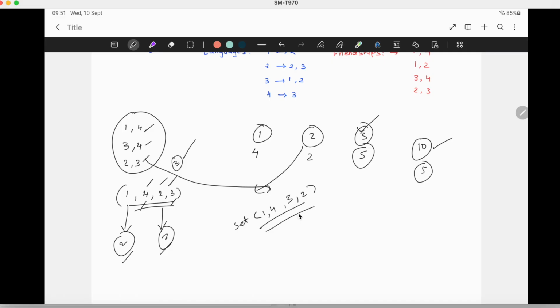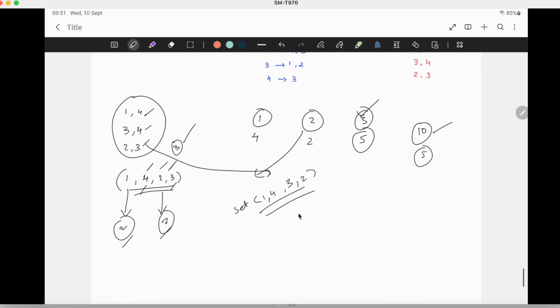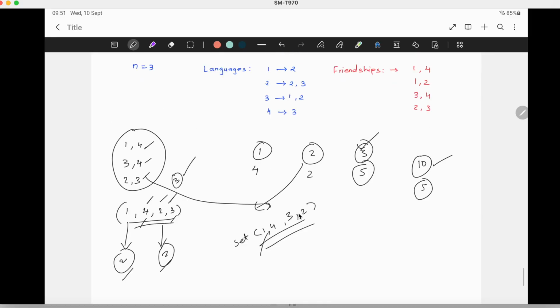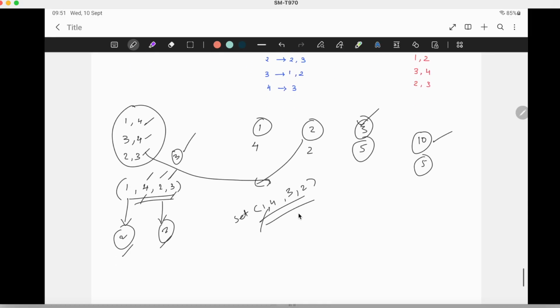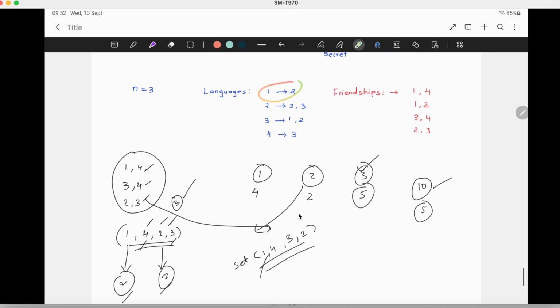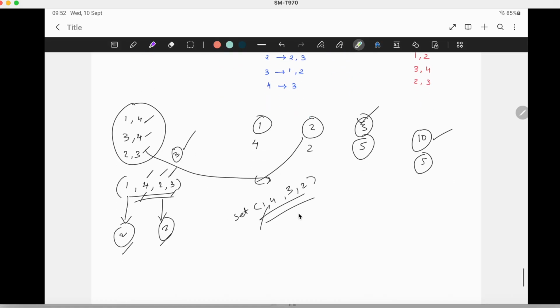And from this particular set, we will go through each individual user. So the first person, what are all the languages the first person knows? The first person knows only the second language. So we can maintain an array, a language array: first, second, third. Only 3 languages we have, right? So we can maintain that array.